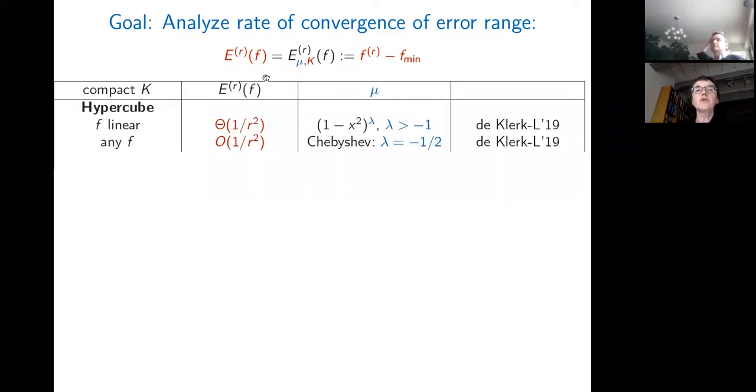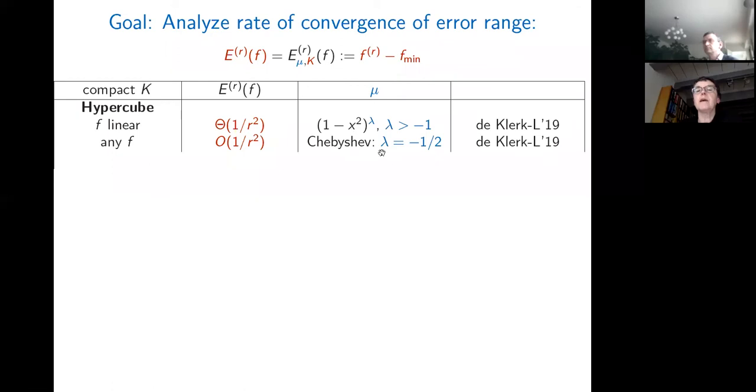So in this table, I show you the results which we know. The first case to do is the hypercube, and the simplest is the one-dimensional hypercube, the interval [-1, 1]. As we will see, this is the base case from which we are going to be able to derive lots of other results. For the interval [-1, 1], we take as fixed measure a measure with a weight with respect to the Lebesgue measure: (1 - x^2)^lambda, where lambda is bigger than -1. This is the Jacobi weight.